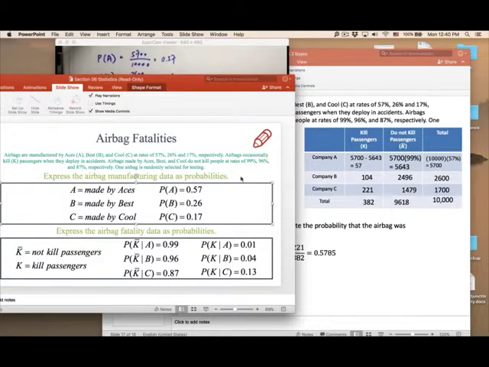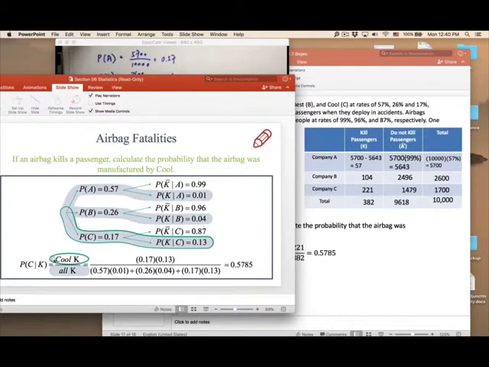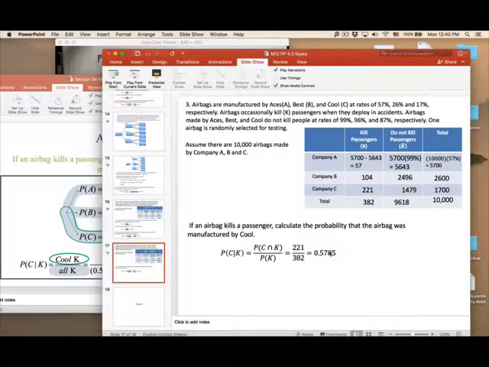And then for the last one, this is what they're looking for, right? The probability of made by company C given that they kill a passenger. Okay, so you're gonna get exactly the same answer with this answer here. So again, that's up to you guys. You could use the G diagram or you could create the table by yourself to calculate the Bayes theorem.